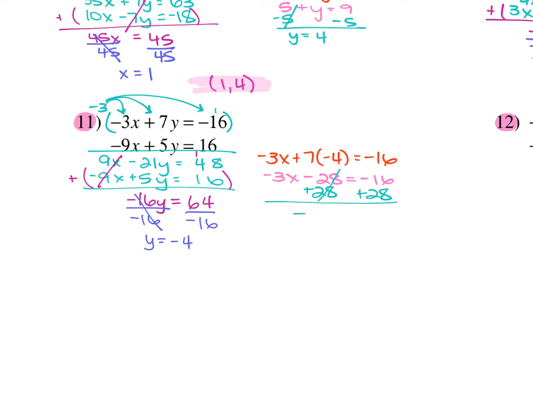The 28 minus 16 gives us? 12. So if we divide each side by that negative 3, x is? Negative 4. So our solution to this one is? Negative 4, negative 4. Good.